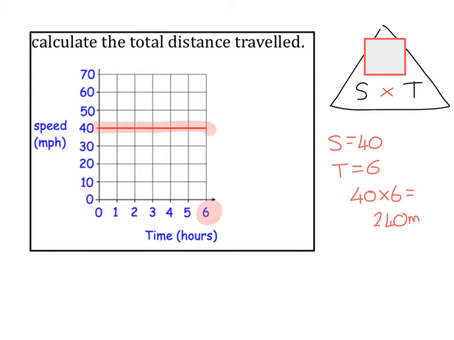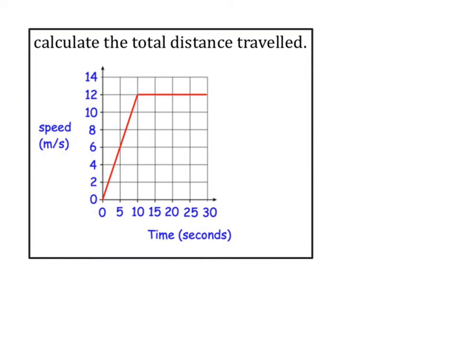Now, if I look at the graph, what's another way that I could have found that? Well, actually, it's finding the area under the curve. I could have just done 6 times 40 is 240. So what we've just figured out is actually that the distance travelled is actually the area under the graph. So now I've figured out that the area under a graph will give me the distance travelled.